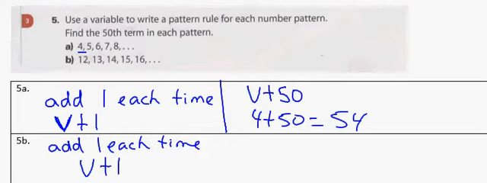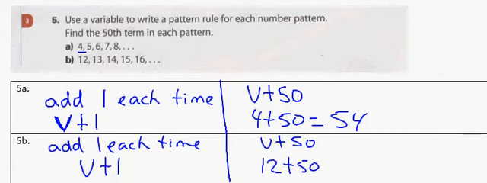So, what would be the 50th term of this pattern? Well, again, it would be V plus 50. And if we're starting at 12, then it would be 12 plus 50, which is 62. 62 is going to be the 50th term of this pattern.